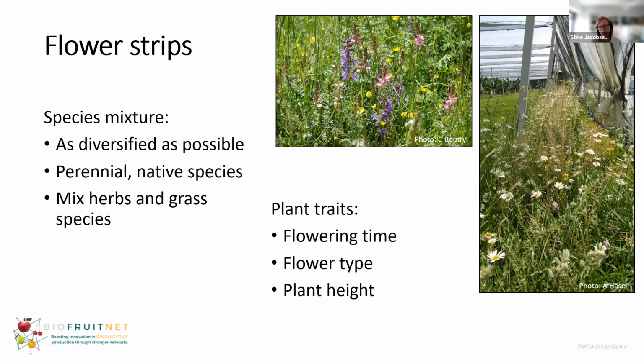The plant traits are also an issue in the selection of these species. So this is, for example, the flowering time, to have as much flowering in the season as possible from different species, the flower type, whether it's open or closed nectaries, for example. So it has to do with access of pollen and nectar for both predators, but also pollinators, for example, and plant height. Again, it's also good to diversify in terms of structure of the habitat.